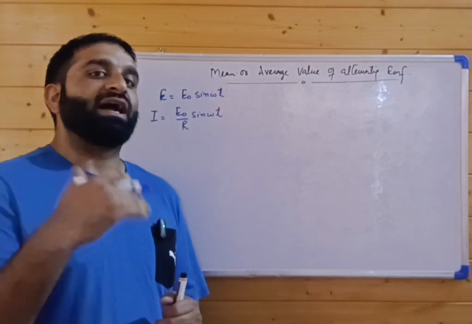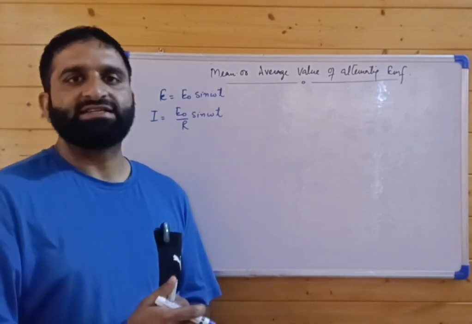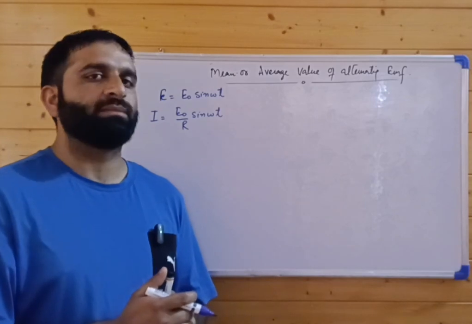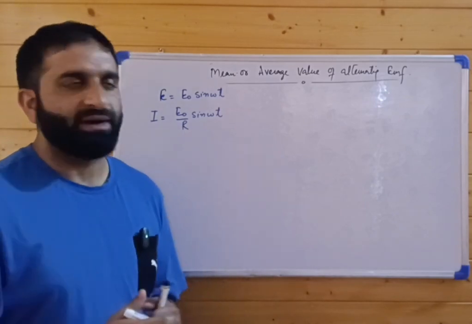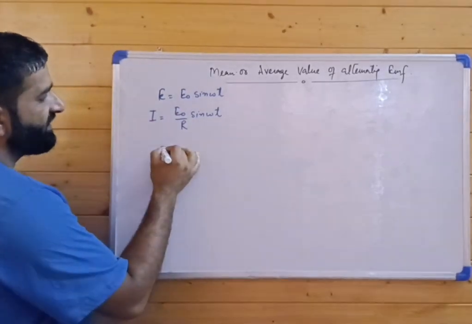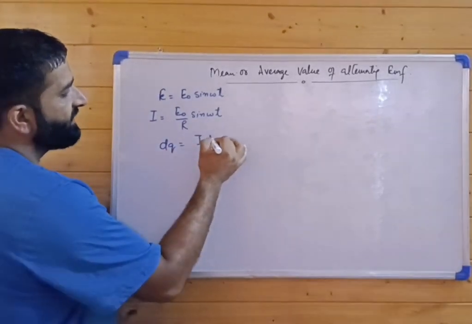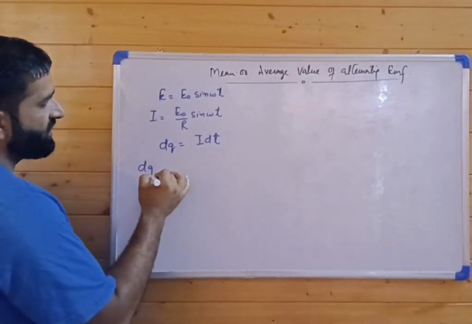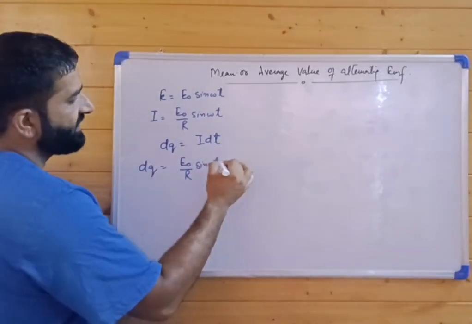Now after that, we will integrate that charge from 0 to T by 2, and we will see what is the total amount of charge that is passed by the AC through the time 0 to T divided by 2. So we have that dq is equal to I dt. So we have dq is equal to E0 divided by R sine of omega t dt.